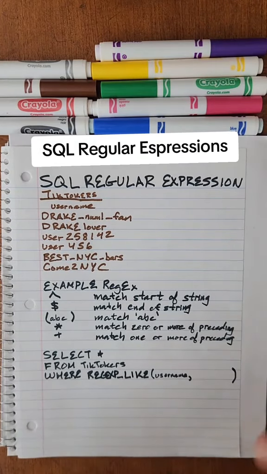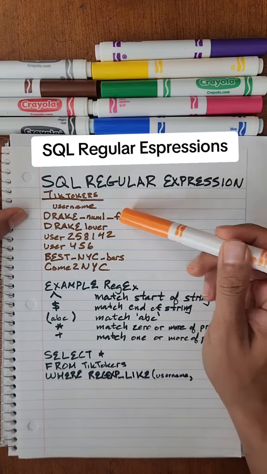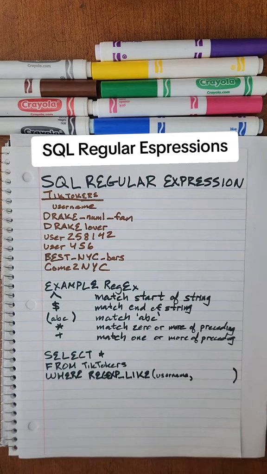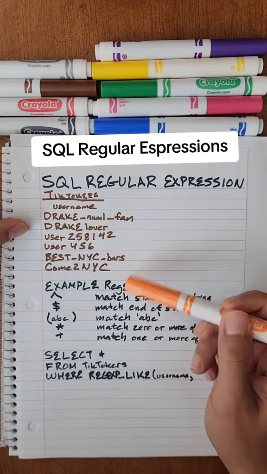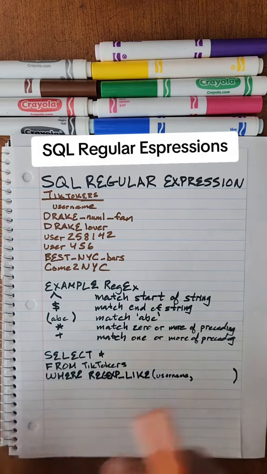Let's do an extremely quick introduction to SQL regular expressions. So let's say we have a table of TikTokers and their username. Notice we have a couple of Drake fans, a couple of folks that just take the generic username that TikTok gives you, so they all start with the word user, and maybe a couple of New York City fans, or tour guides, for example.